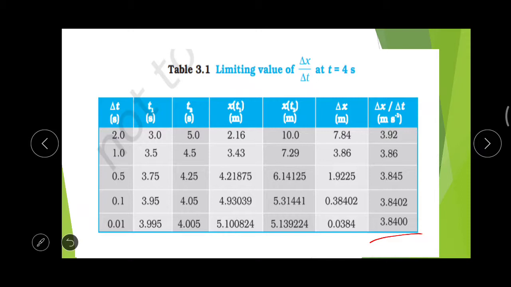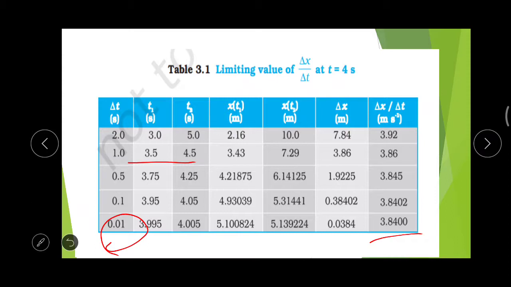Now in the second case, where the t1 and t2 values are 3.5 and 4.5, and the position at the time t1 is 3.43 and at t2 it is 7.29, then delta x will be 3.86 and delta x by delta t value will be 3.86. Now likewise it is decreasing. Then the next case delta t is 0.5 and again 0.1. In the last case, we have to consider the last case where the delta t is 0.01. It is almost near to 0.